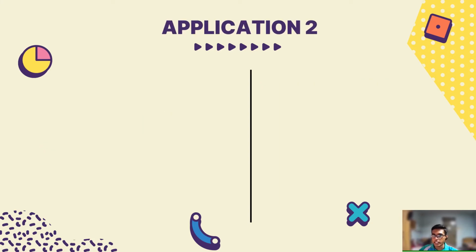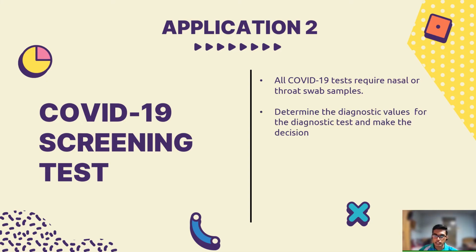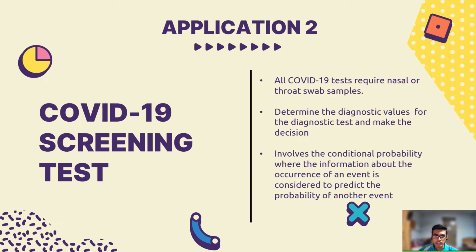Next up, we will look at the second application, which is COVID-19 screening tests in the medical field. For information, there are several types of COVID-19 tests available, which are RTK, PCR, and COVID-19 antigen self-test kit, and all of them require a nasal or throat swab sample. Scientists usually determine the diagnosis value, including sensitivity and specificity, for the diagnosis test and make the decision whether the diagnosis test is suitable to be introduced, used, and applied. Now, I will pass to Amaro for the conclusion part.